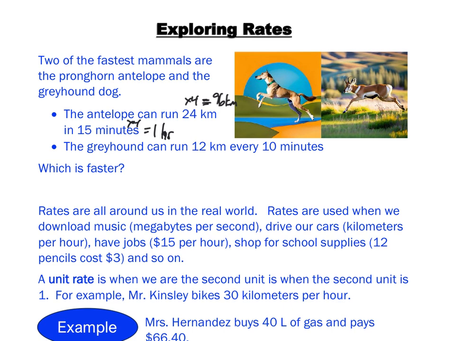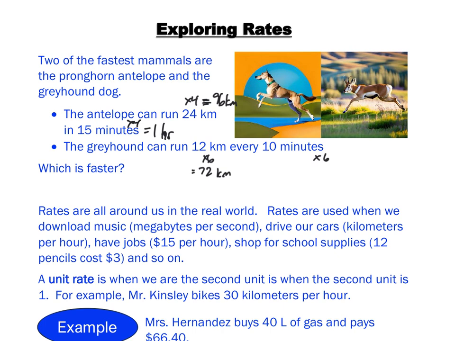Now let's do the greyhound. How many chunks of 10 go into 60? The answer is 6. So we multiply 12 times 6. And what's 12 times 6? I don't know. 72. Okay. So is the greyhound or the antelope faster?